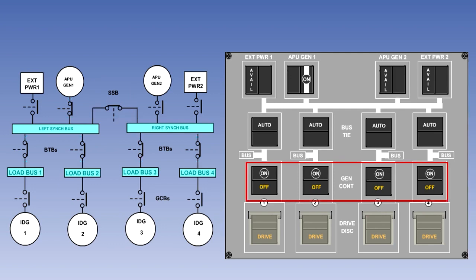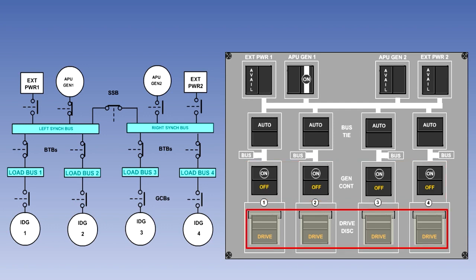Each of the four engine-driven generators has a generator control switch light and a guarded drive disconnect switch light. Each drive disconnect switch light has an amber drive light which will illuminate if its associated IDG oil pressure is low or oil temperature is high. The guard can then be raised and the switch operated to disconnect the IDG from the engine. Remember that the engine must be running at a minimum of idle RPM before this action is taken. At the moment, the drive lights are all illuminated because the engines aren't turning.